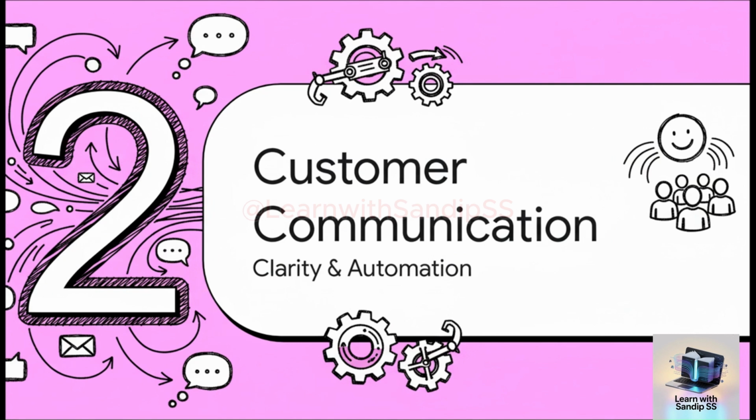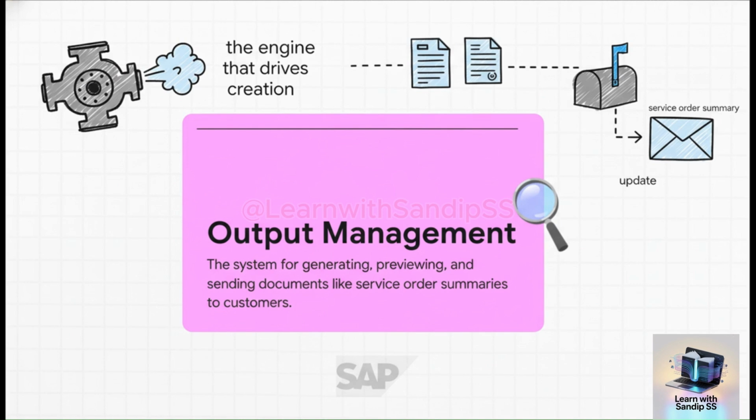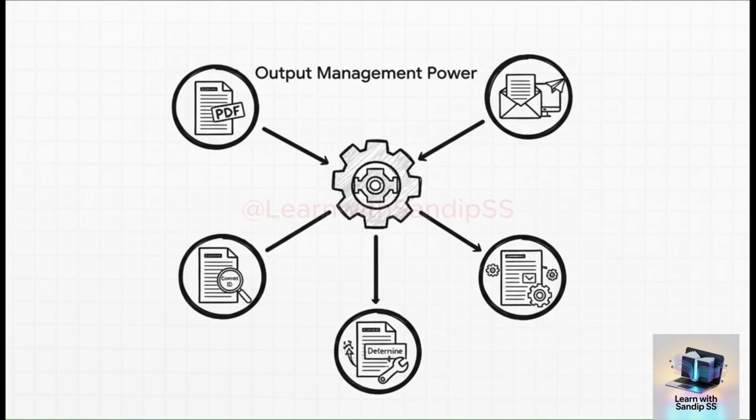All right, let's move to our next section. We've got the finances under control, so now let's focus on clear, automated communication, both with our customers and our own internal teams. So our first communication tool is output management. This is the engine that drives the creation and delivery of all your essential documents. Anytime you need to send a service order summary or an update, this is the system that makes it happen. And it is incredibly powerful. You can generate PDFs, you can email them automatically, you can even customize the forms. And here's a huge time saver, its ability to automatically print the service contract ID right there on the form.